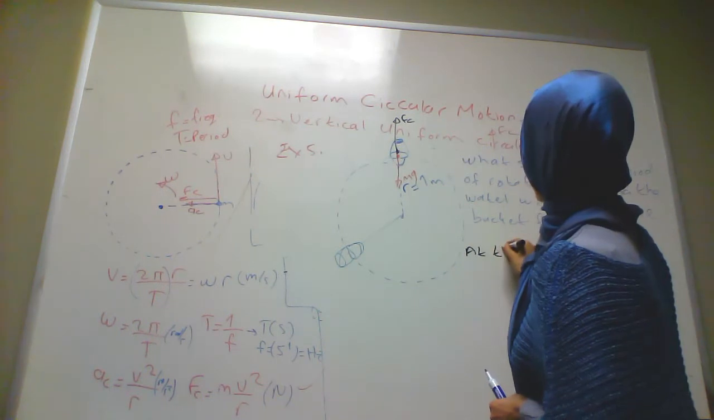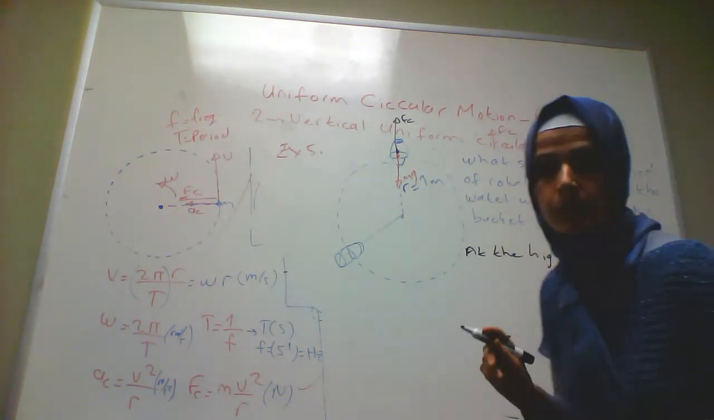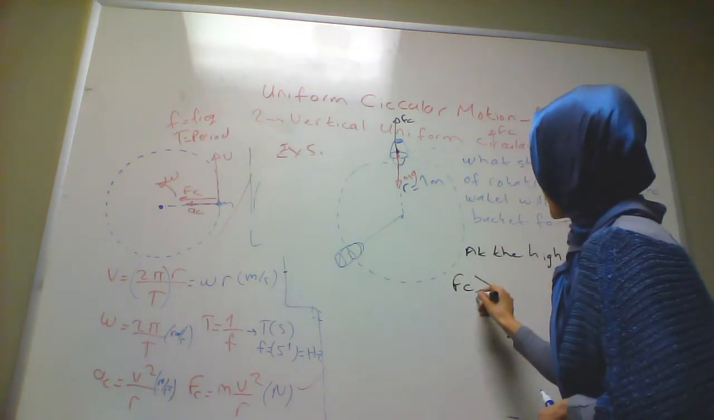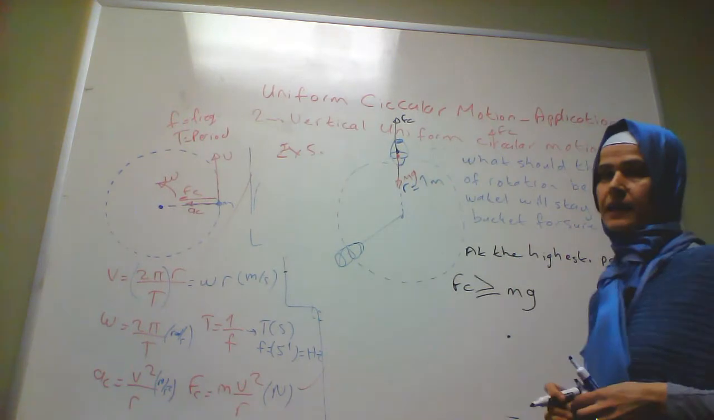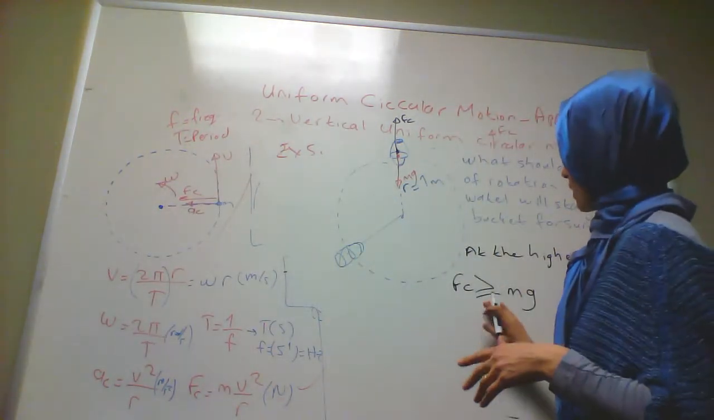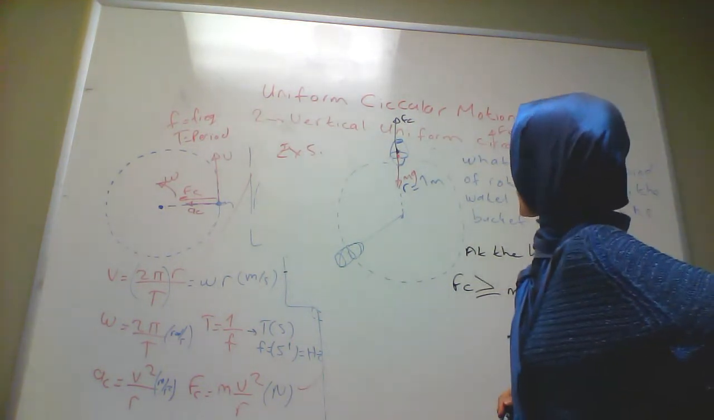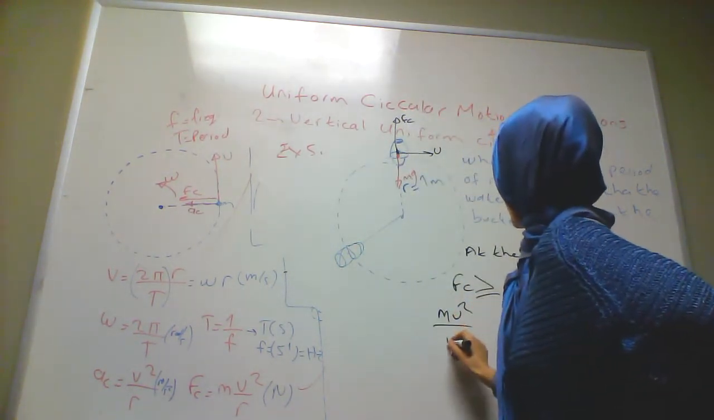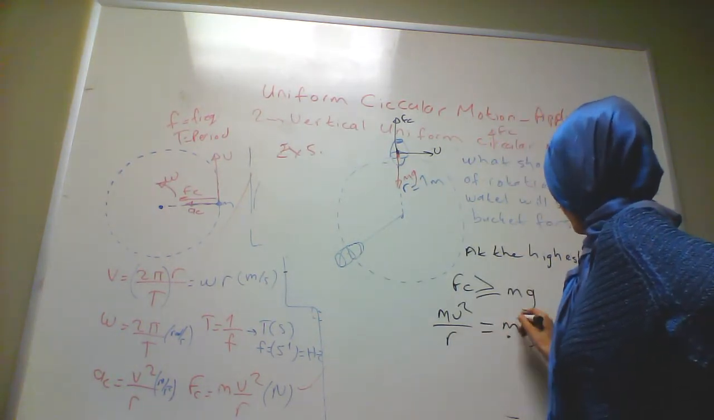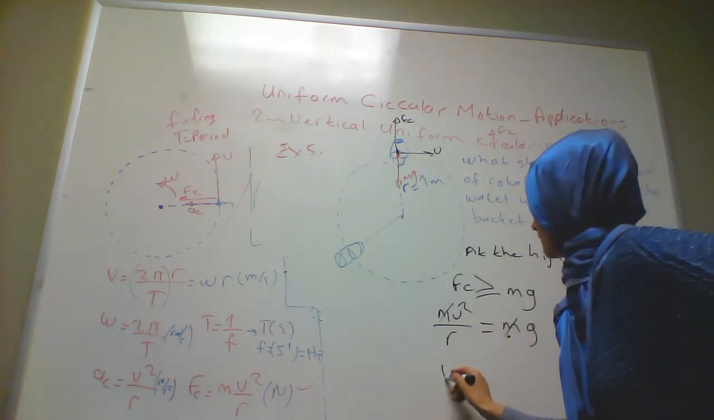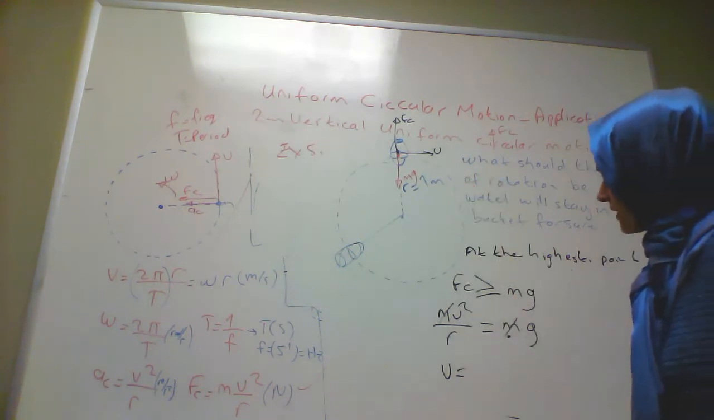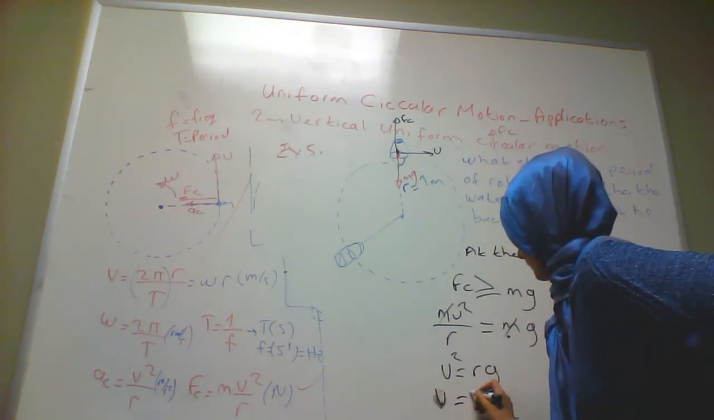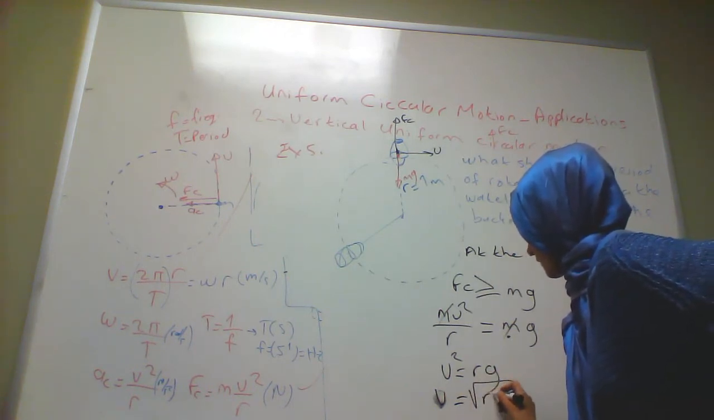So at the highest point, Fc should be larger or at least equal to mg, right? But for safety, not to spill my bucket of water, I want it larger. So let me calculate what it should be at least, using the equal situation. This bucket of water is rotating, so we have velocity, and v squared over r should be at least equal to mg. Regardless of the mass, I can cancel the mass and calculate the smallest velocity the bucket should have for a safe turn. v squared is equal to rg, so v is equal to the square root of rg.